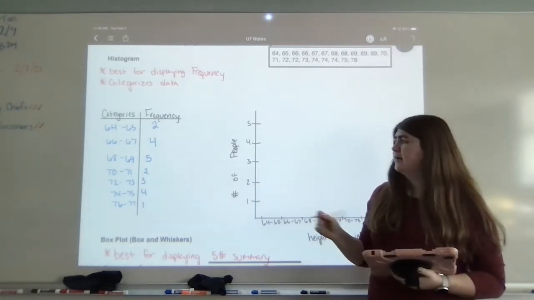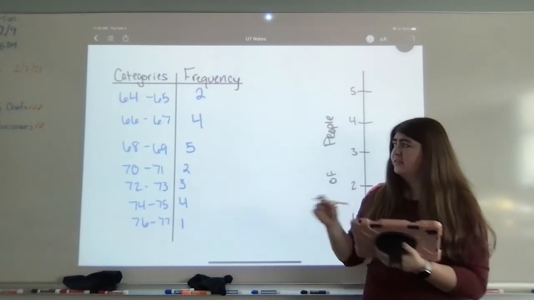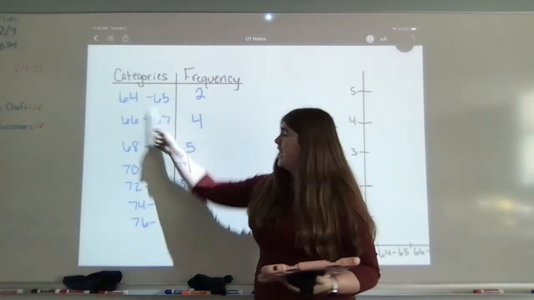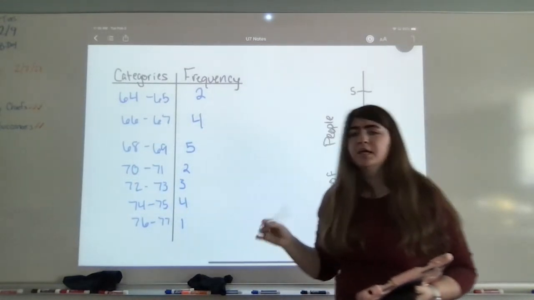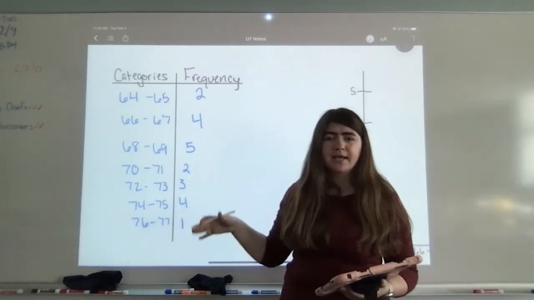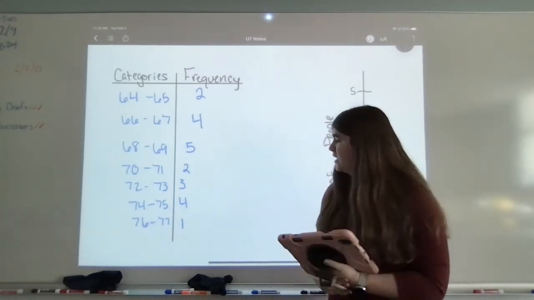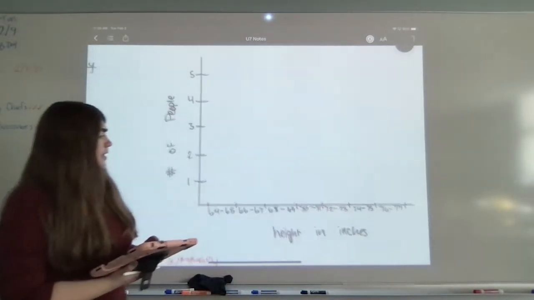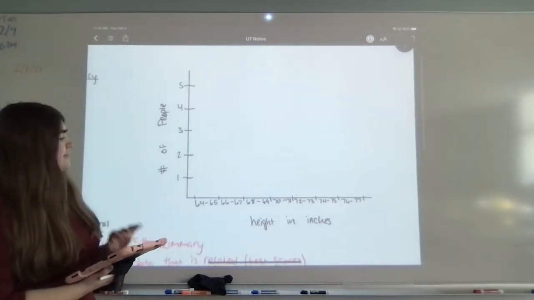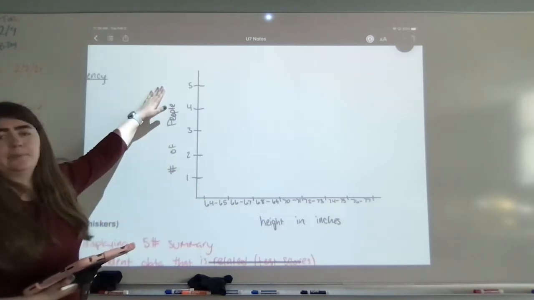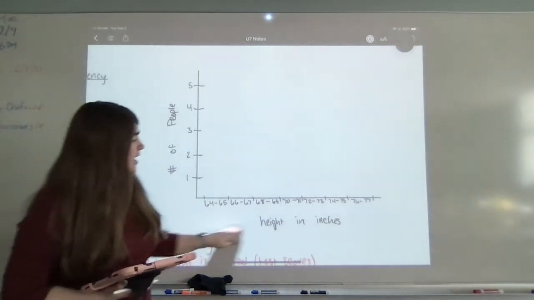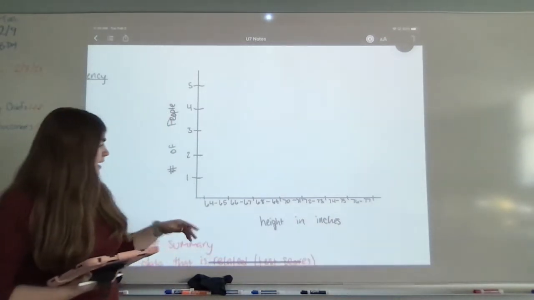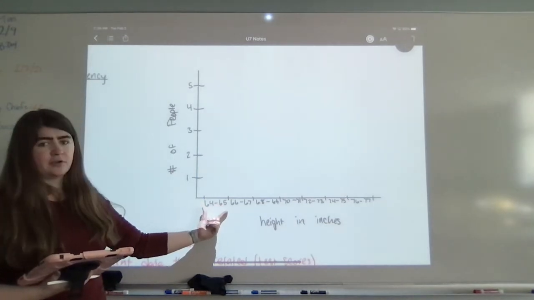So now that we have a frequency, the number of times this category occurs in our data, we can take that and we can plot it on our histogram. And that's what we're going to do to the side here. So I already drew a lot of this graph here. I have the number of people on the side, and I have height in inches along the bottom. And I already drew where my categories are going to be as well.